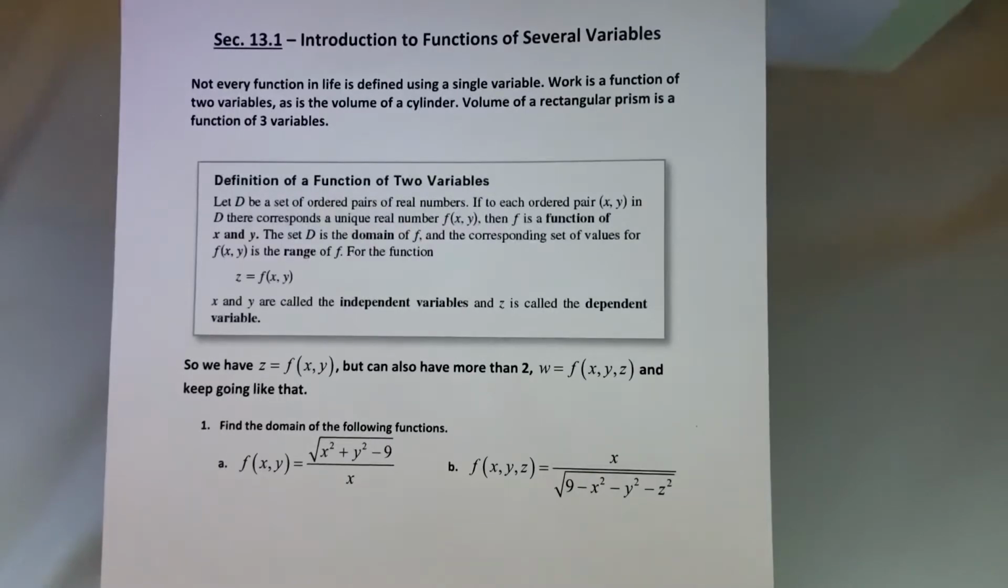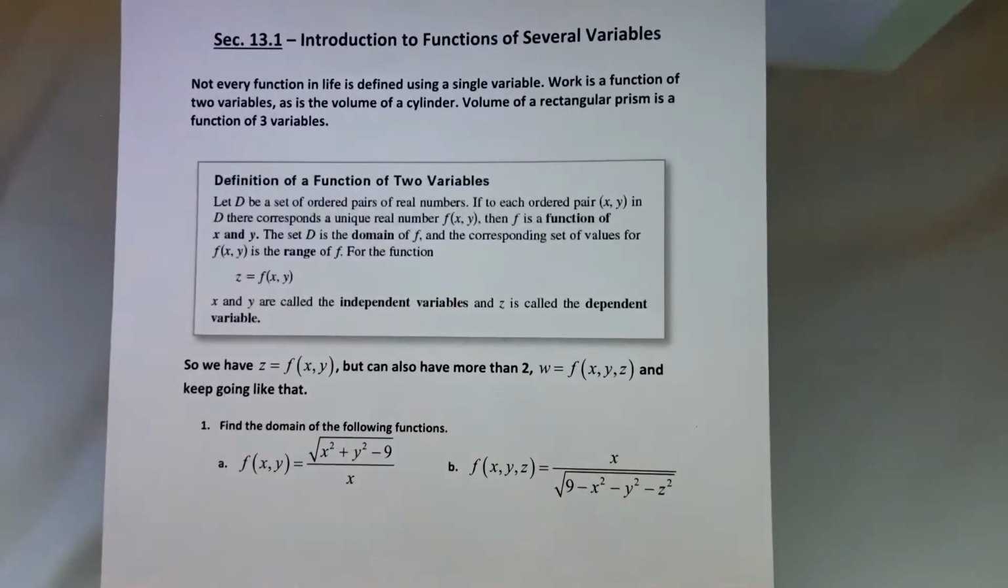Let D be a set of ordered pairs of real numbers. If for each ordered pair in D there corresponds a unique real number output, then f is a function of x and y. Set D is the domain of f, and the corresponding set of values for f of x, y is the range. So for the function z equals f of x, y, x and y are both independent variables, and z is dependent. So it's not really that different from a function in two variables, just x and y.